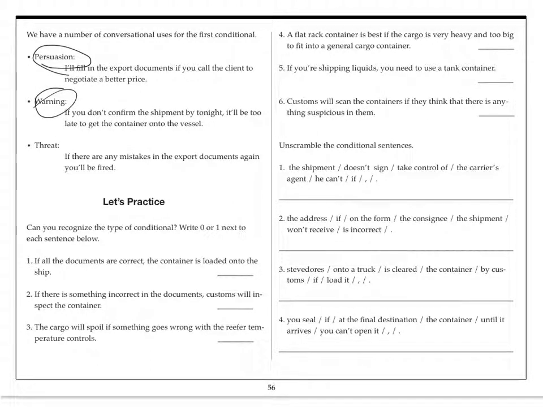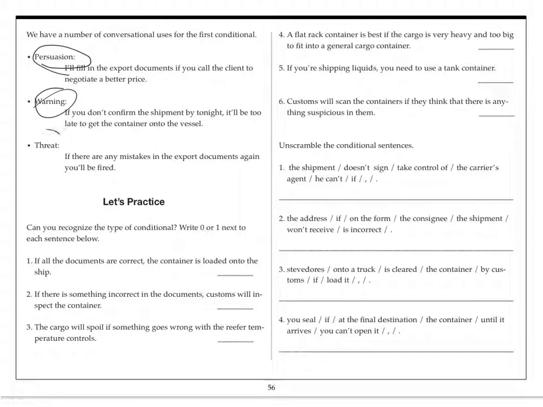Then, warning. We use the first conditional to warn people about stuff. For example, if you don't confirm the shipment by tonight, it'll be too late to get the container onto the vessel. Right? If you don't confirm by tonight, it won't be possible to put it on the vessel any longer. So that's a warning. You'd better get it done on time. For students, if you don't study, you will fail. Right? That's also a kind of conditional that we use to warn.